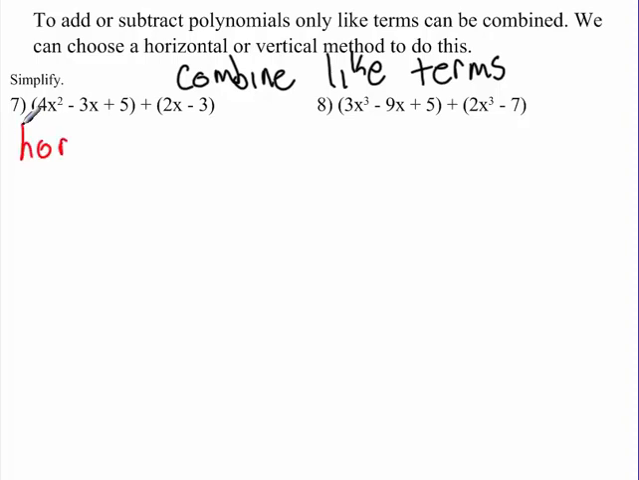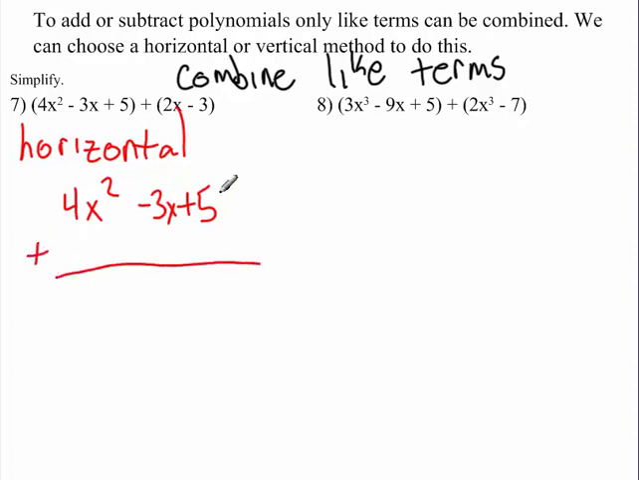The horizontal, which I'll do with this one here, looks like this. Okay, you basically write one of them out, so 4x squared minus 3x plus 5, and then we're adding, so plus, and underneath this I'm going to write the other one, but I'm only going to write it under the proper term. So here's 2x, so I'm going to put that one right underneath the negative 3x, and here's the negative 3, that's a constant, so I'm going to put that right underneath the 5.